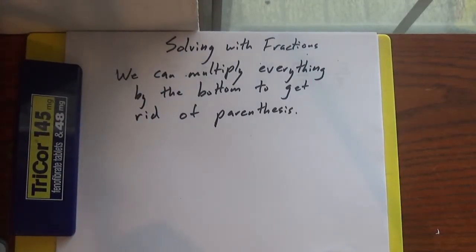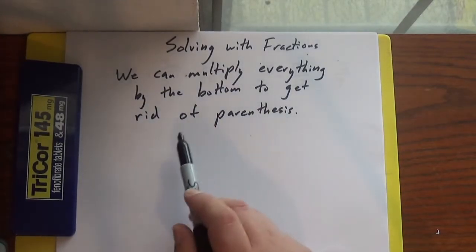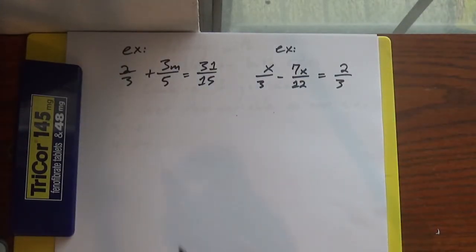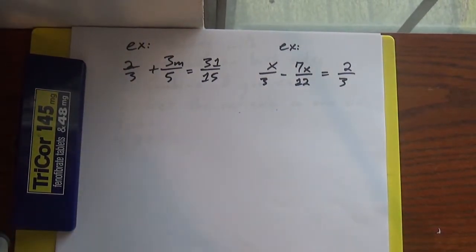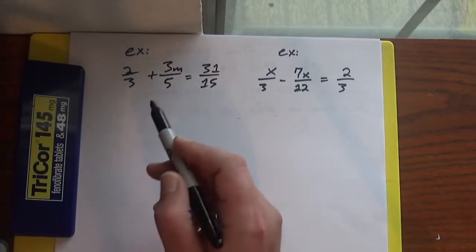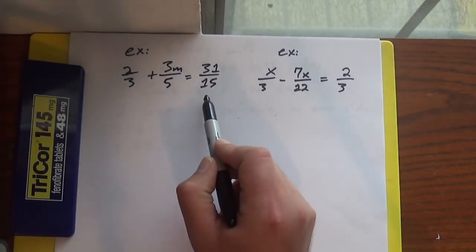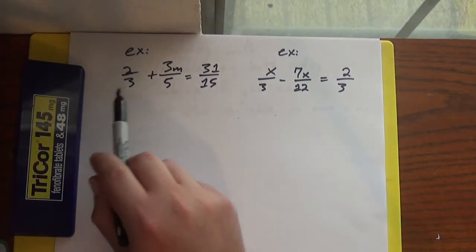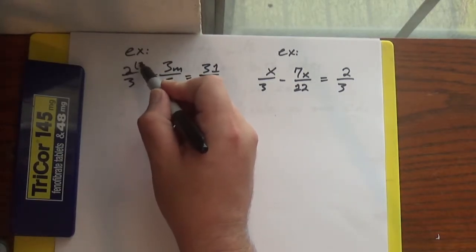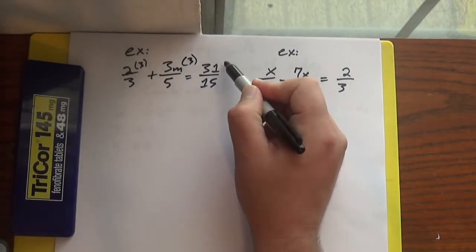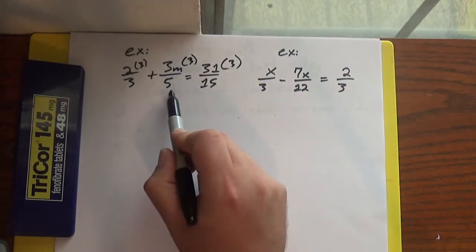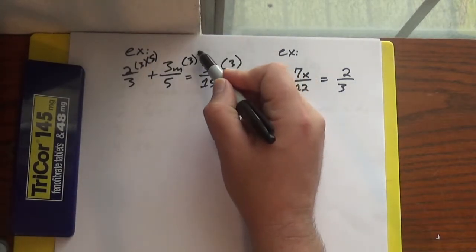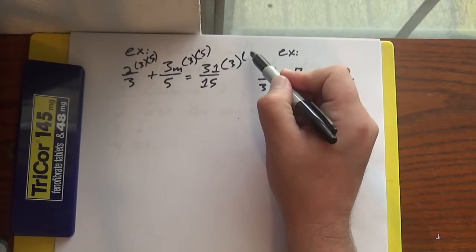Solving with fractions. We can multiply everything by the bottom to get rid of the parentheses. Sorry, y'all, I bumped the camera. I've got 3 on the bottom, 5 on the bottom, and 15 on the bottom. So to get rid of this one, I'm going to multiply everything by 3. So times 3, times 3, times 3. And I'm going to multiply everything by 5 to get rid of this one. So times 5, times 5, times 5.